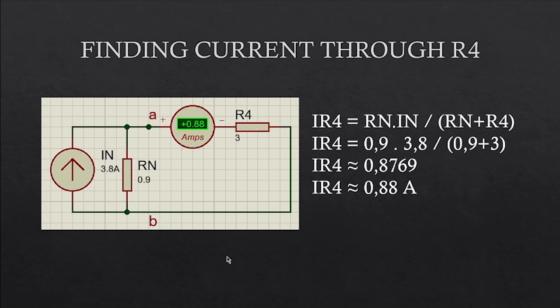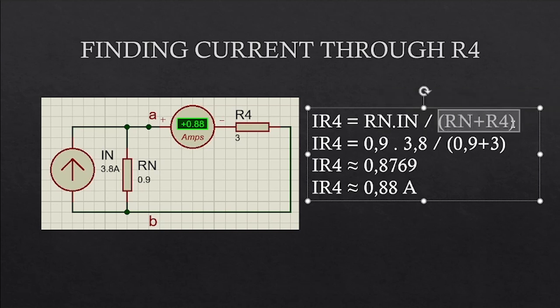So here's the simulation in Proteus. We got 0.88 ampere, and for the manual calculation, the formula is RN times IN divided by RN plus R4. Take a look here. The RN times IN is equal to the Thevenin voltage, and RN plus R4 is our total.